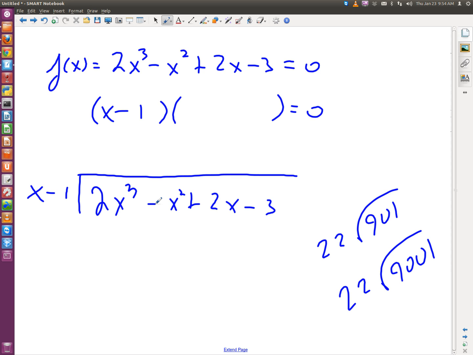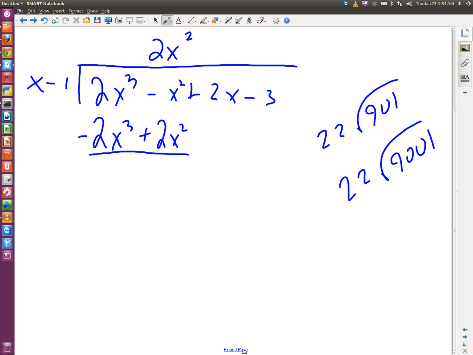Okay, so divide. X into 2x cubed goes 2x squared, because 2x squared times x is 2x cubed. Again, you're not dividing correctly if these don't match. 2x squared times -1, negative 2x squared. And then we are dividing, and then you add the opposite, right? Subtract is add the opposite, and what do you get? Combine like terms, what do you get? You get 0 in the first column. In the second column, you get x squared.